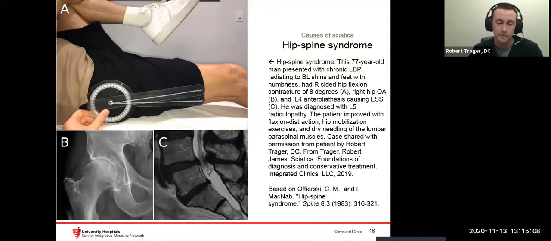And you often wonder, if the patient didn't have hip arthritis, would he still have these symptoms? If he didn't have the stenosis, would he still have the symptoms? So if you take away one thing, sometimes that reduces the symptoms. So from a chiropractic standpoint, we try to address all these different things because it's all relevant to the patient's symptoms.